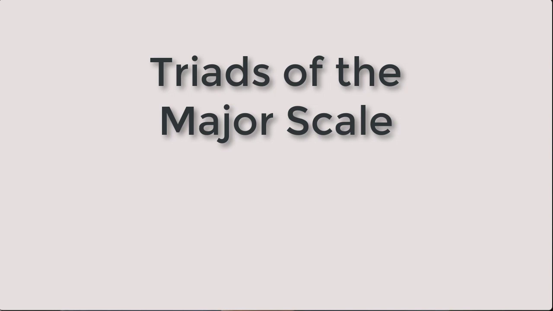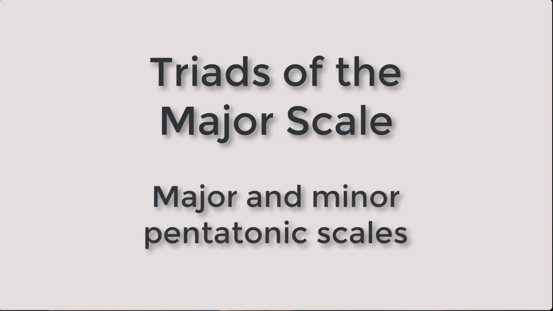To play this exercise, we need to know the triads of the major scale, and we need to know the formula to create a major and a minor pentatonic. And the quickest way, I think, to show you the triads of the major scale is through some simple music theory, which I'm going to show you right now. So go grab a piece of paper and a pen and watch the animation.